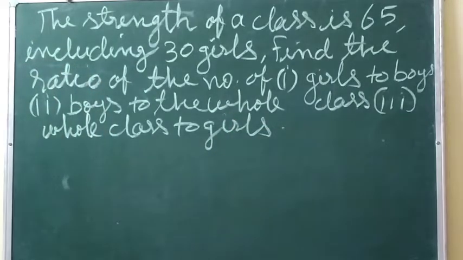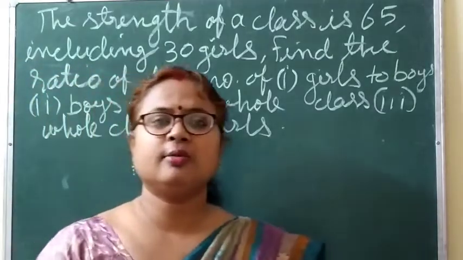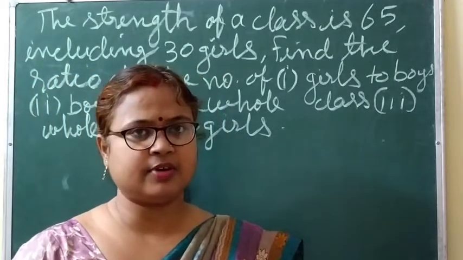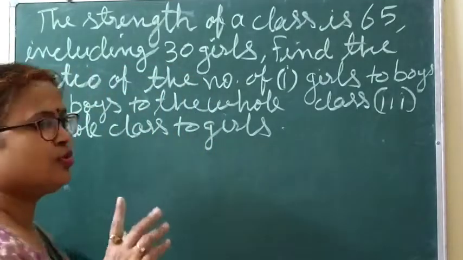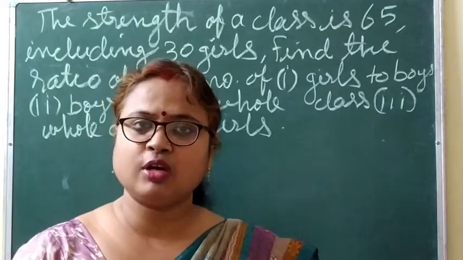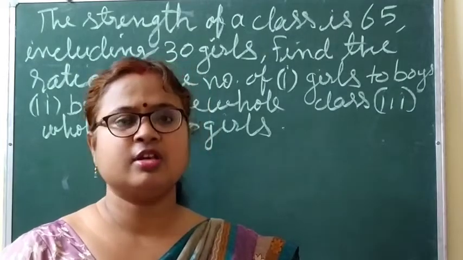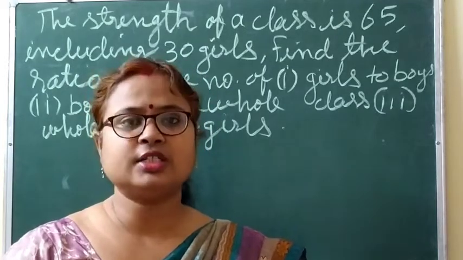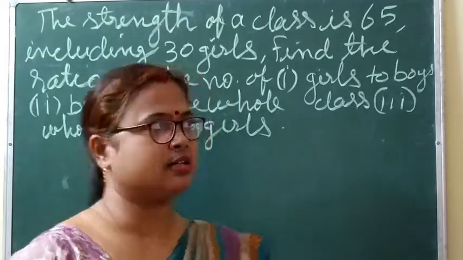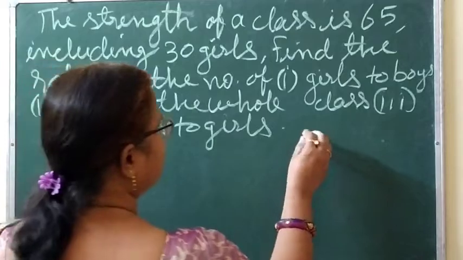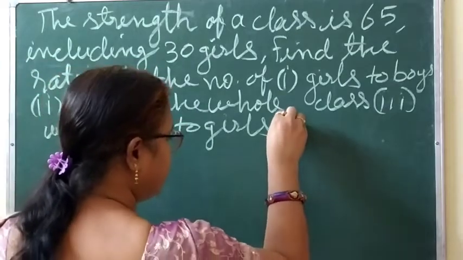So the strength of a class is 65 including 30 girls. So the total number of students in the class is 65 and the number of girls is 30. First we will find out the number of boys. How will we find it? We will subtract the number of girls from the total number of students in the class. Clear? So first we will find out what here?